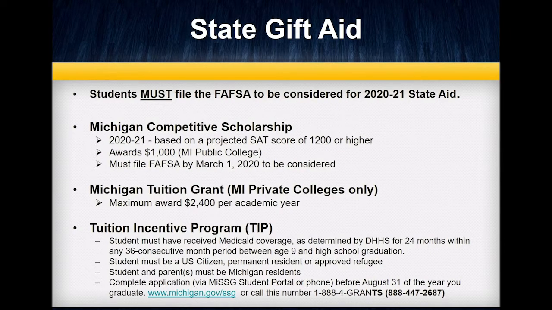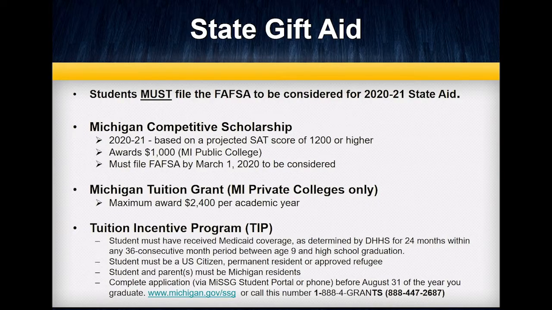State aid is another resource that students can use. Students must fill out a FAFSA to be considered for 2021 state aid. There is a Michigan Competitive Scholarship that is available through the FAFSA. Students will be reviewed for this if they have an SAT score of 1200 or higher. The awards are $1,000 to Michigan public colleges, and the FAFSA must be filed by March 1st to be considered for state aid.